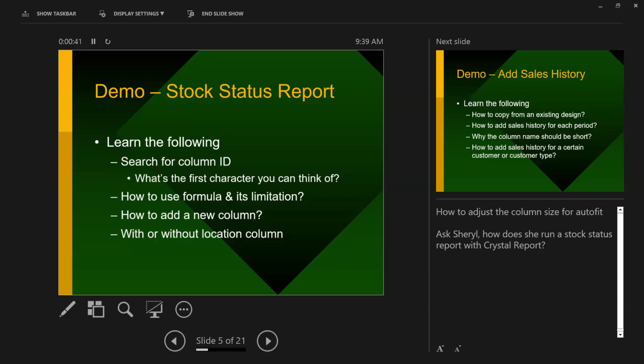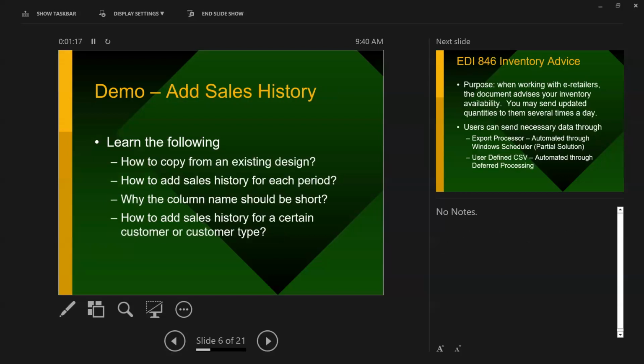And then how do you add a new column? You go to a place, hit F1, and insert a new column, and remember the formula column gets recalculated automatically. And then what happens is, without a location column, we combine the quantity of all locations. If you have a location column, then we show each individual location as an individual line. Okay, that's what we learned in this particular one.